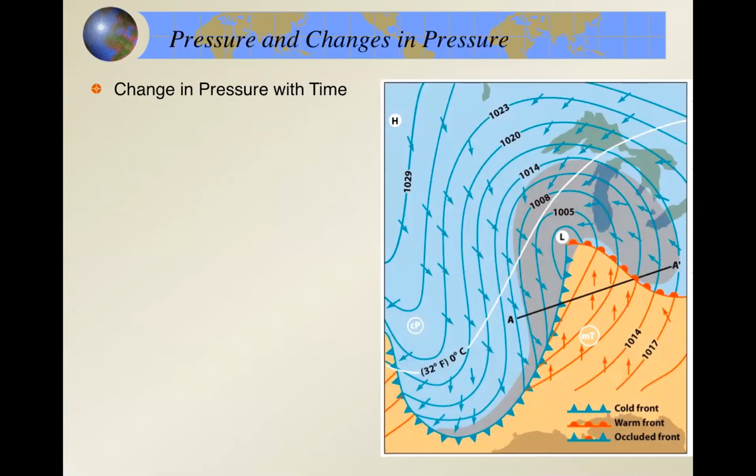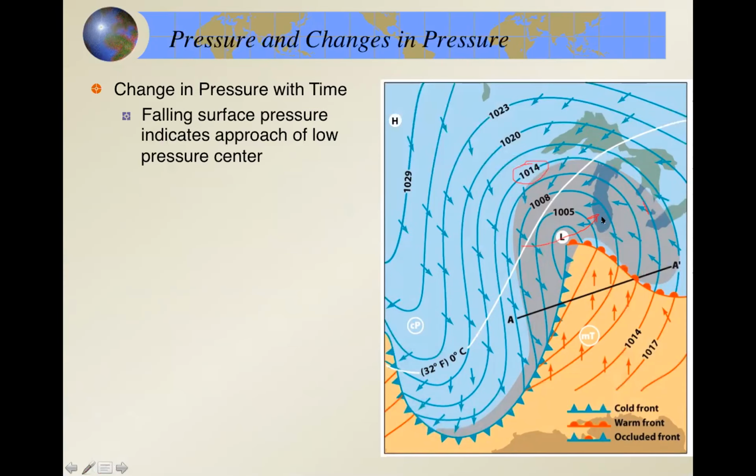Then the other thing we can look at is changes in pressure with time. So if you note, again, the typical movement of storms is in this direction. So if we were sitting out here in Michigan and we're measuring pressures, the first thing we might measure here is pressure of 1,014 millibars. But as the storm moves into our region, the pressures will start to drop to 1,012 millibars, 1,008 millibars, and so forth. So a dropping pressure is an indication of an approaching low pressure center, a traveling cyclone.